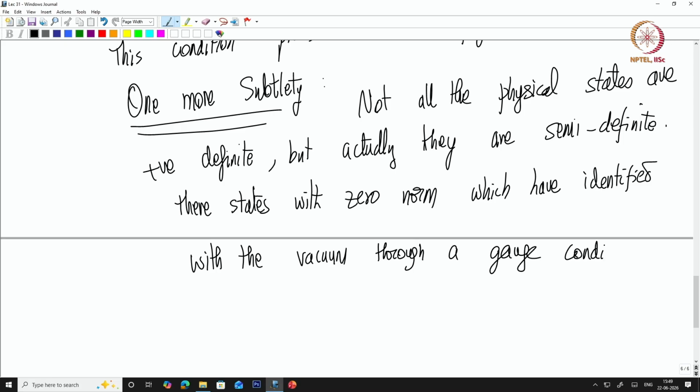Okay, this is one of the subtleties: not all the states are positive definite. Not all physical states are, but actually there are some states with 0 norm. The reason comes from the Gupta-Bleuler equation. The Gupta-Bleuler equations require, in terms of annihilation operators, a_p of 3 minus a_p of 0 acting on the state is equal to 0.